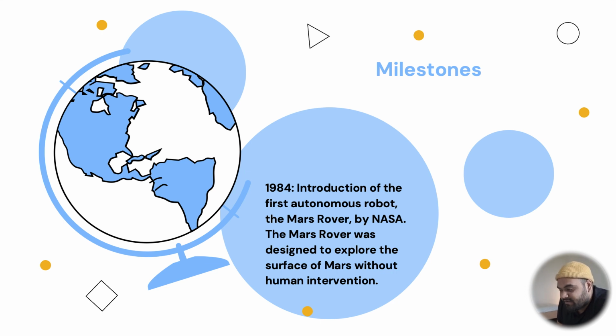1984, we have the first autonomous robot, which was the Mars rover by NASA. The Mars rover was designed to explore the surface without human intervention. Now, this is the era where we start doing autonomous robots, where we start to remove the control of humans, okay? And this was the time when we thought, okay, maybe having a robot is good, but having an autonomous robot is even better.